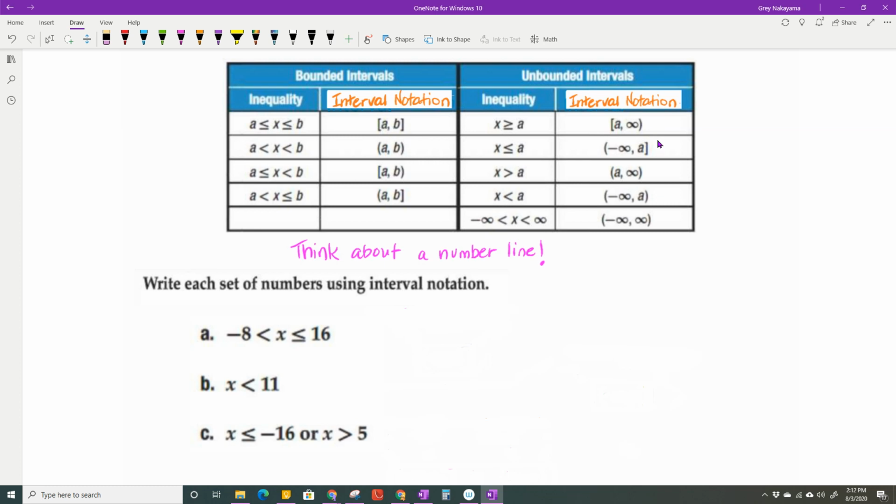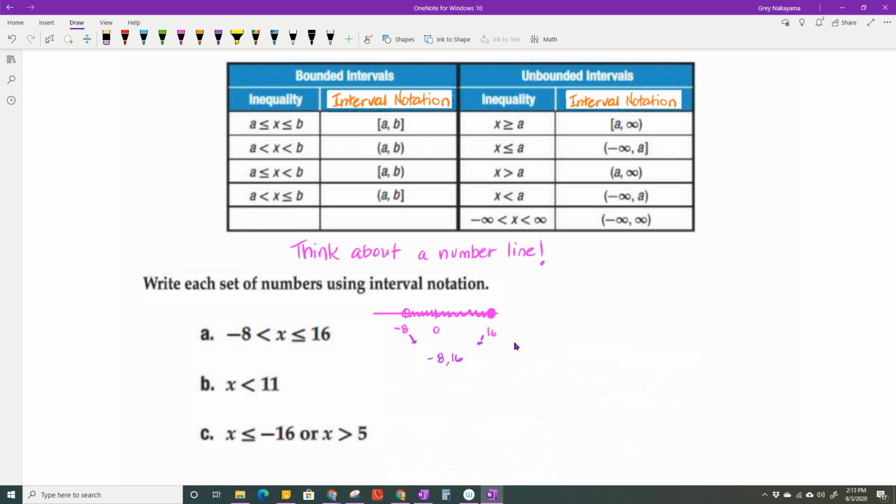So this first one says negative 8 is less than x is less than or equal to 16. So I'm going to put that on a number line, and just to refresh real quick, negative 8 has an open circle because there's no equal sign. 16 has a closed circle because it has an equal sign. So the two numbers that have the circles on them are going to be the parts of my interval. So I'm just going to label negative 8 comma 16.